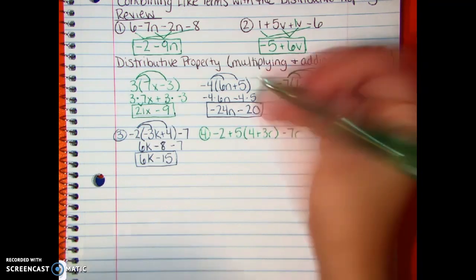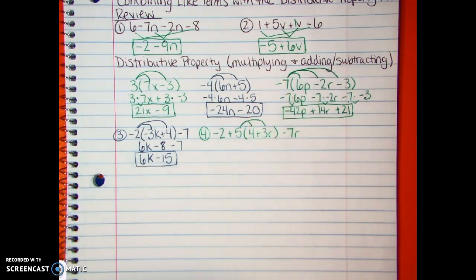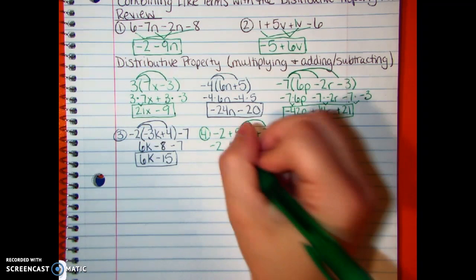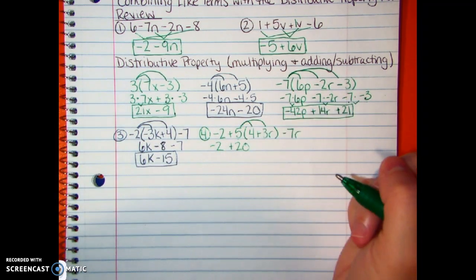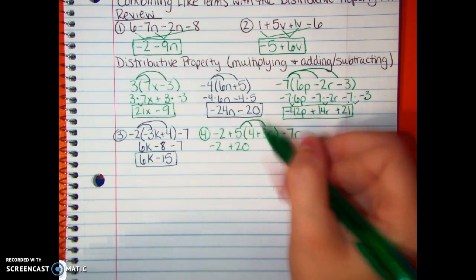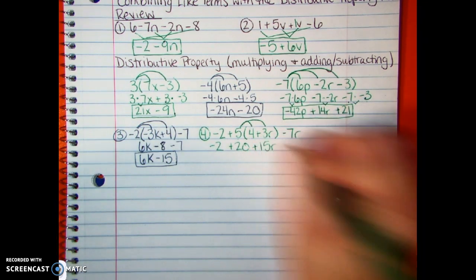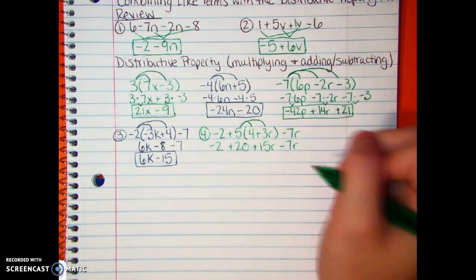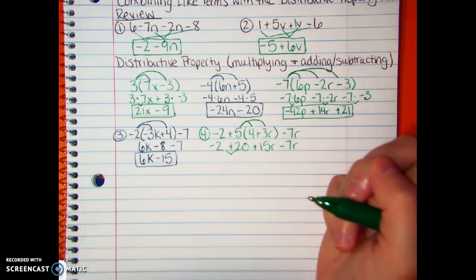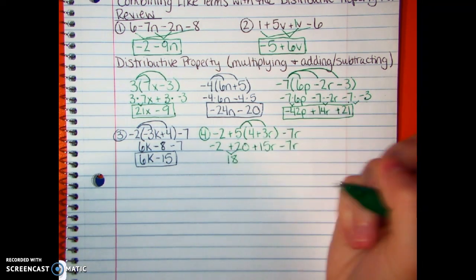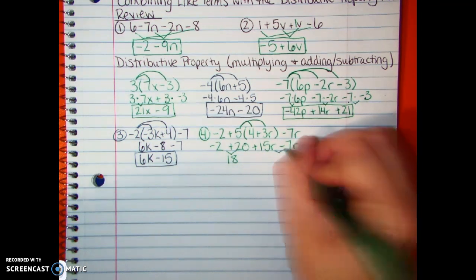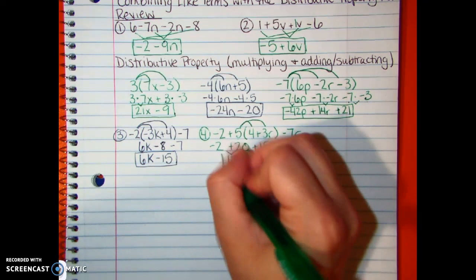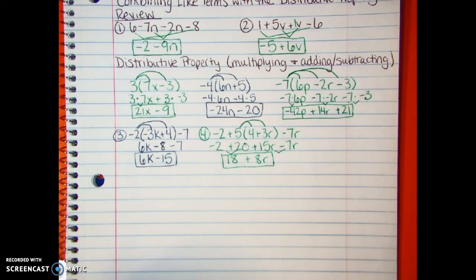Okay, now I'm going to distribute. So bring down that negative 2, and then 5 times 4 is 20. 5 times that 3r is a positive 15r, and bring down the minus 7r. Now I'm going to combine like terms. Negative 2 plus 20 is 18. And here, 15r minus 7r is a positive 8r. I can't go any further, so that's my final answer.